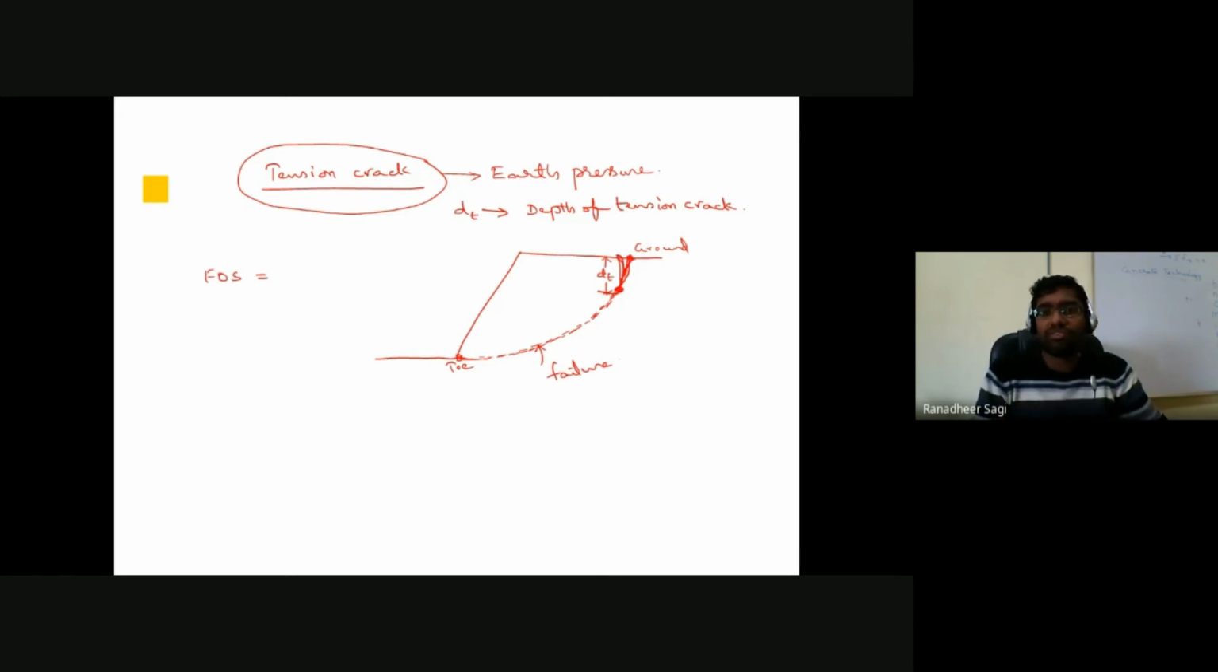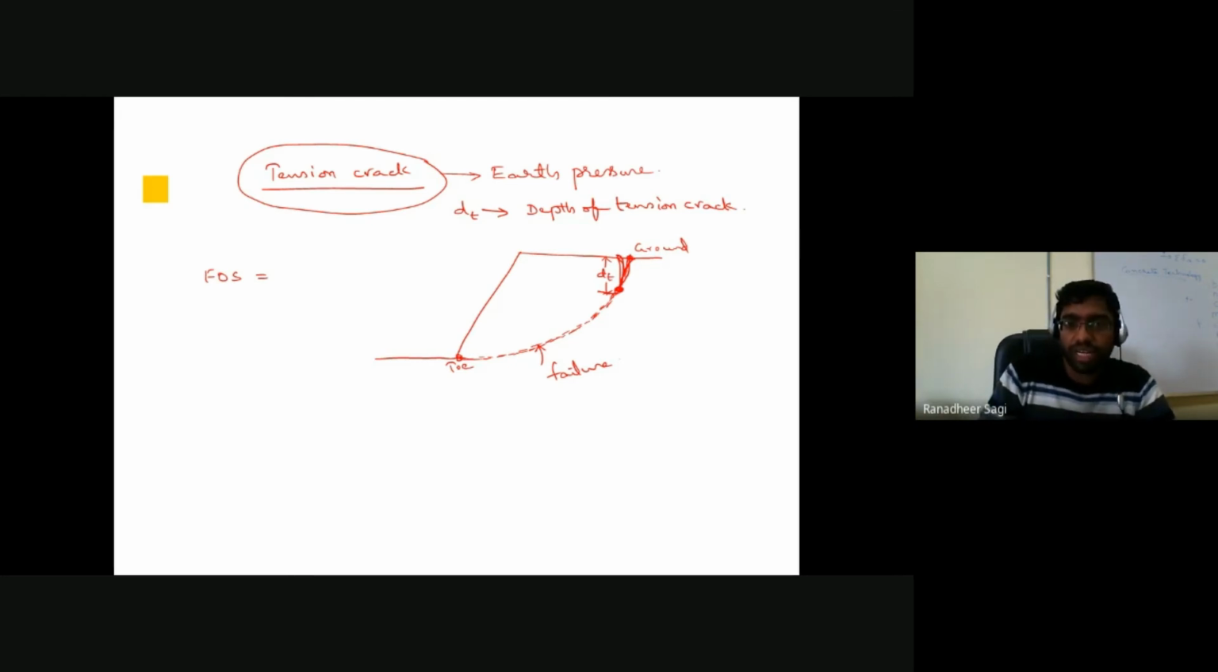So why did that crack form in the deeper layers of the ground? Because the soil in that region was subjected to tensile stresses, and because of that, the crack formation has happened in the soil. Regarding this tension crack, to what depth it would develop, and how we derive the expression for dt, the depth of tension crack, we'll learn in our next course, the foundation engineering course.